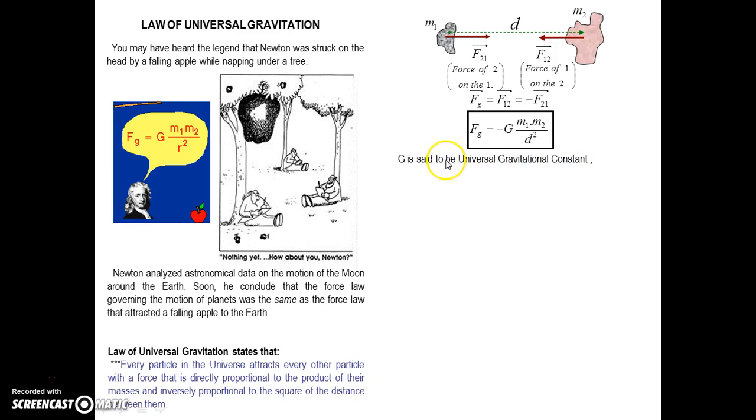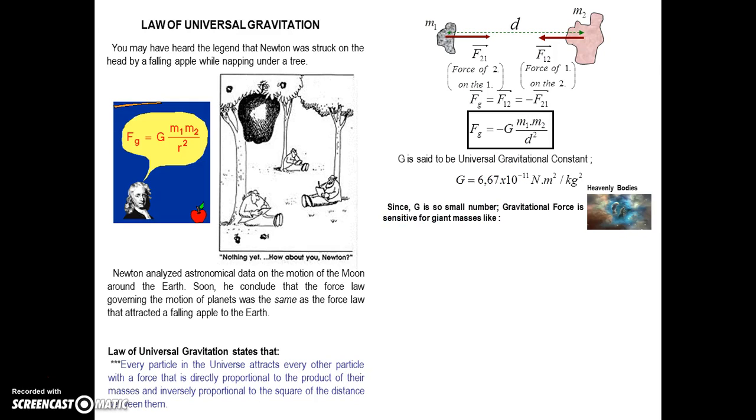G is called the universal gravitational constant, and this constant is 6.67 times 10 to the power minus 11 newton meter squared per kilogram squared. Since G is such a small number, gravitational force is only noticeable for giant masses; you cannot feel the gravitational force between two people.